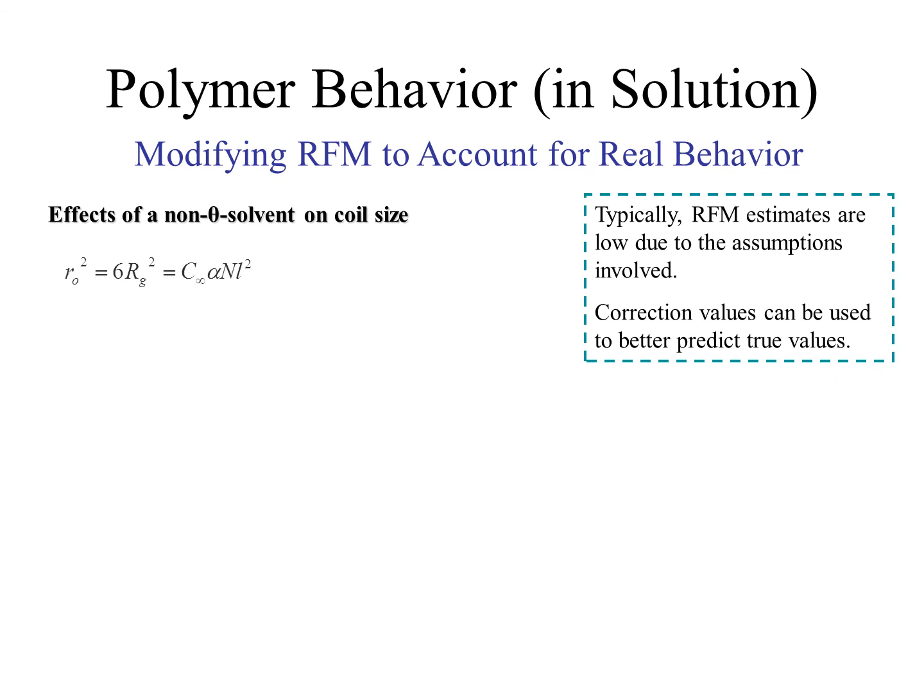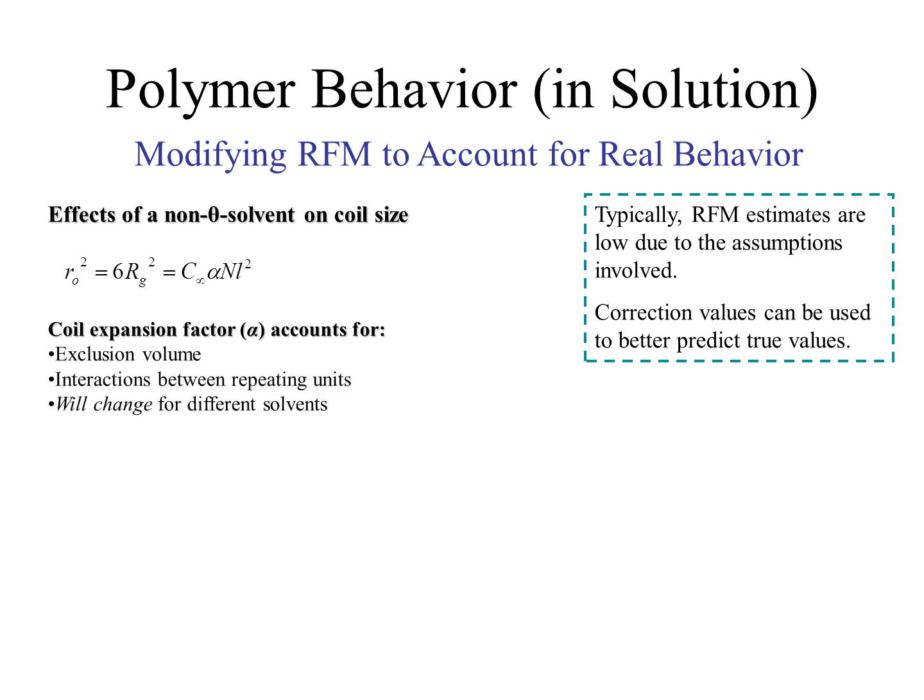Since most solvents for a particular polymer are not going to be theta solvents, we need a way to account for each polymer-solvent combination. The characteristic ratio is characteristic of the polymer type, hence its name. Now what we need is another parameter, shown as alpha here, to describe how the solvent interacts with the mers of the polymer. This parameter is referred to as the coil expansion factor. It takes into account many things related to the solvent, like the exclusion volume and its interaction with the repeat units of the polymer. Obviously, this expansion factor, alpha, will be different for every solvent. Actually, it will change for each polymer-solvent pair.